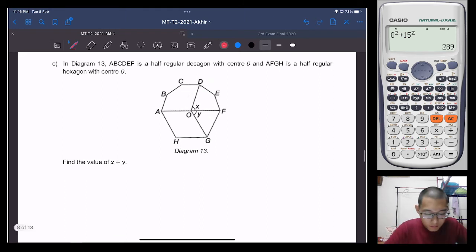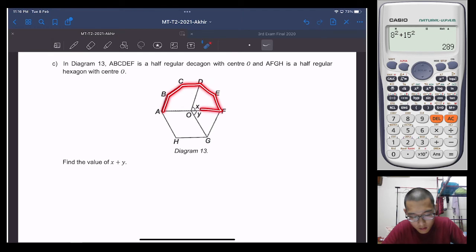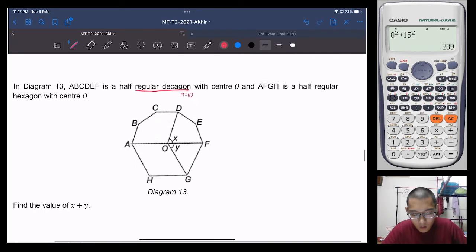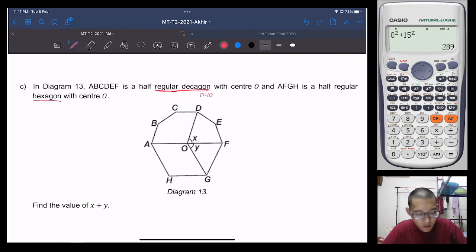Okay, C. In this diagram, ABCDEF is a half regular decagon. So a half regular decagon is like that. This one, decagon. So how many sides do we have? Decagon is 10, right? N equals 10. Okay, with center O. Another, AFGH is a half regular hexagon with center O. So N equals 6.